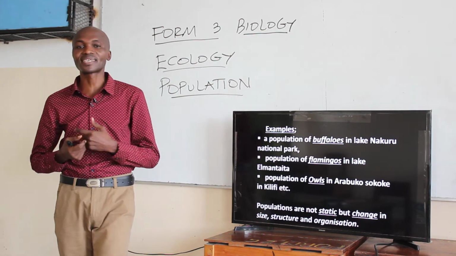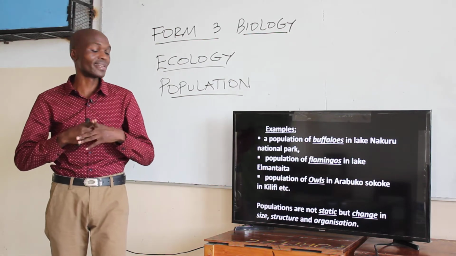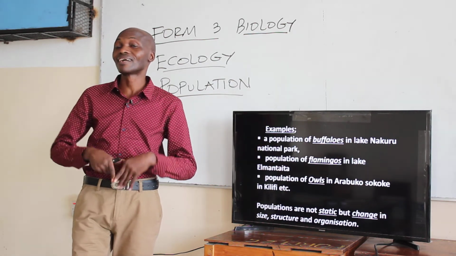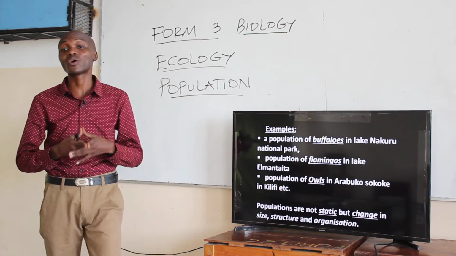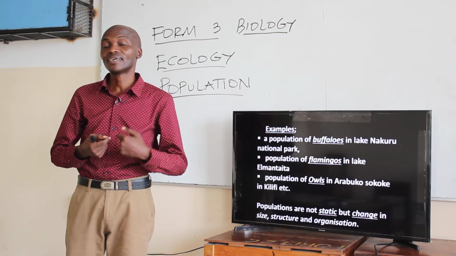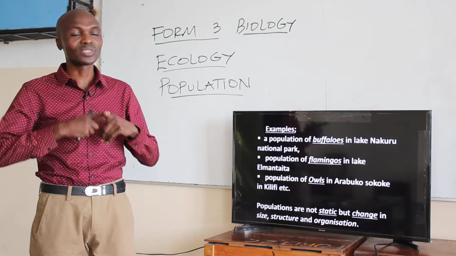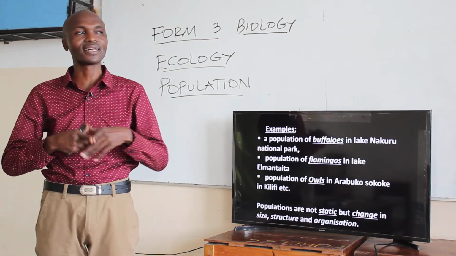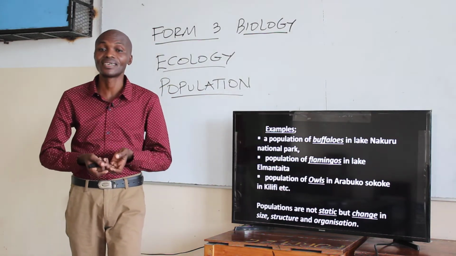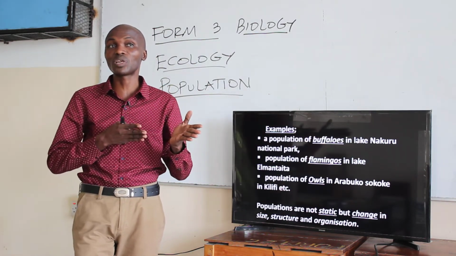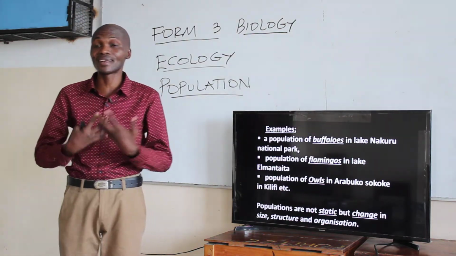It is important to note that populations are not static. By static, we mean that the numbers do not remain constant, but they change in their structure, size, and the way they are organized. So that's what I'm mentioning, that you need to specify the number of individuals at a particular time. The time factor is very important, because if they are not static, these numbers are dynamic. They keep on changing. That means there will be a change in the size of the population. How big is the population? How are they structured? And then how are they organized in a given habitat?